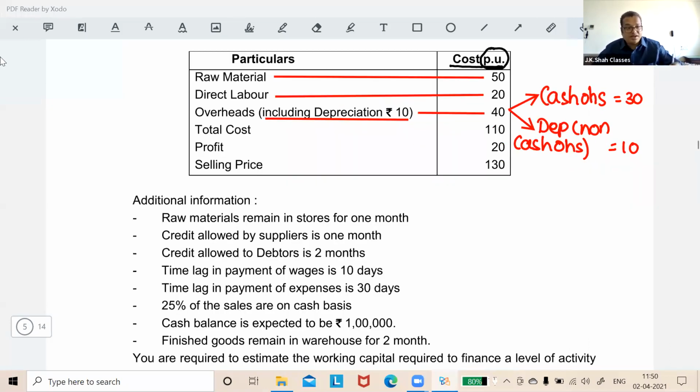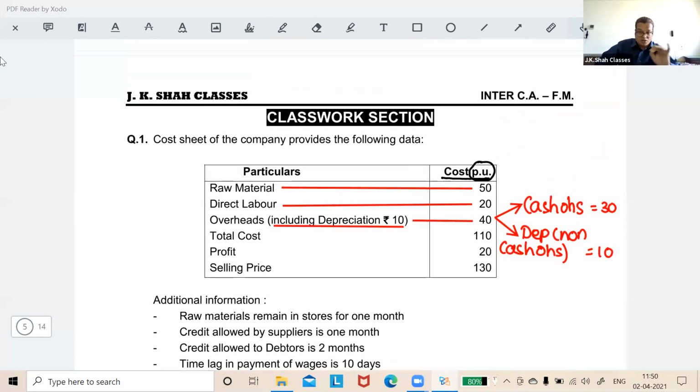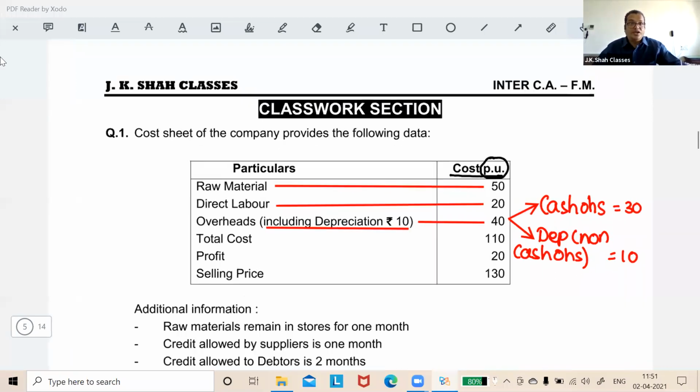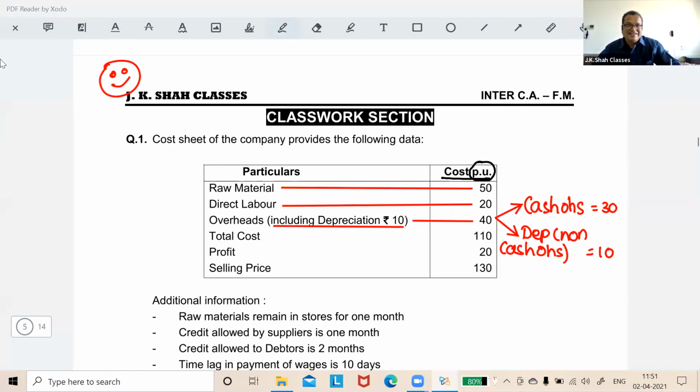Guys, I strongly recommend that whatever markings I'm doing over here, you also do these kind of markings in your question. People are again spoiling their books. There is a difference between spoiling the book and making the markings. People spoil like this. This is called spoiling. This is like adding important points. Don't do that here. You can do it at home, but not here.